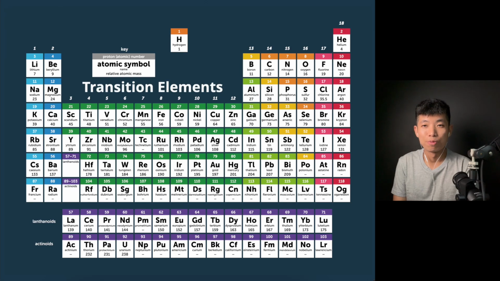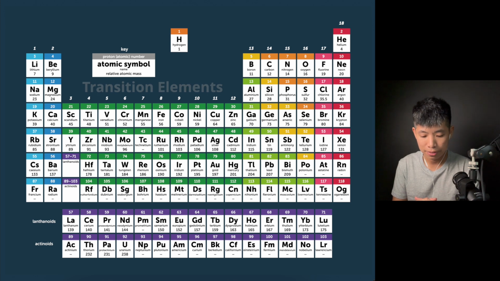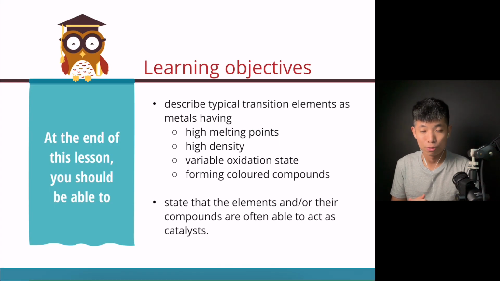Hi everyone, in this video we'll be looking at transition elements or transition metals. They are found in the middle block of the periodic table. We'll focus on two things. Firstly, to describe the typical characteristics of transition elements. And secondly, to look at the catalytic effects of transition elements as well as their compounds.